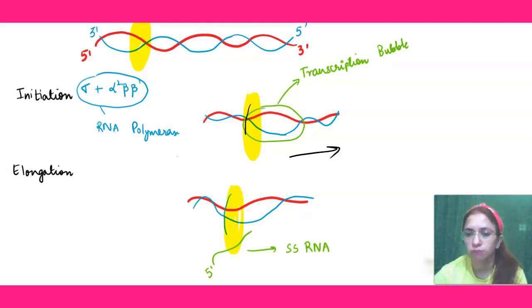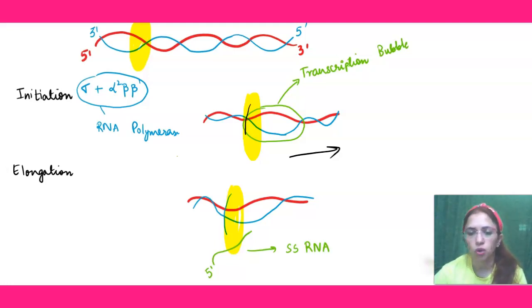The first product of transcription is known as heterogeneous RNA. We will be talking about it just a little later, okay? So in elongation, RNA polymerase moves and reads the base sequence of the template strand. As per the complementary base pairing rule, the bases are attached and the single-stranded RNA product comes out.